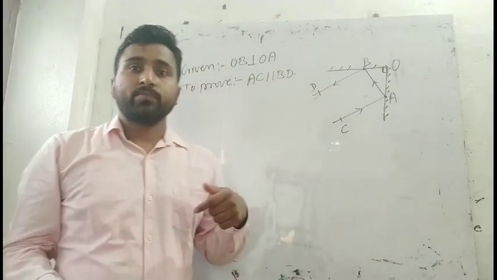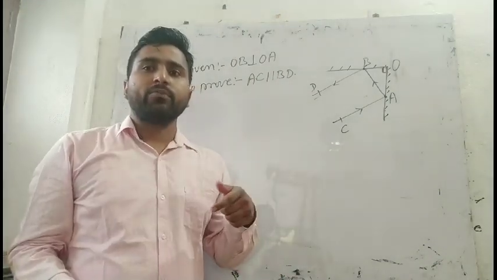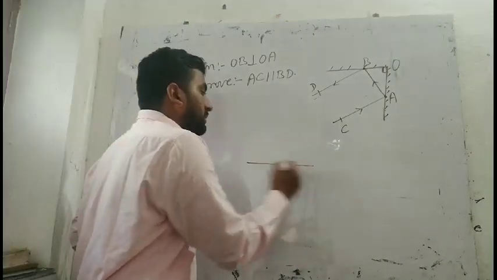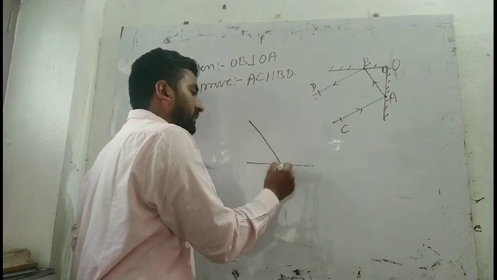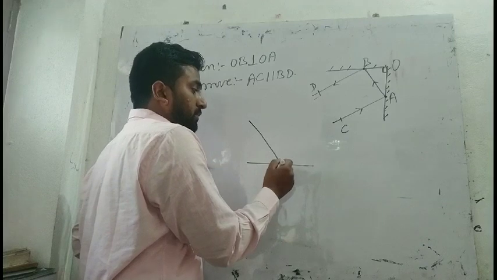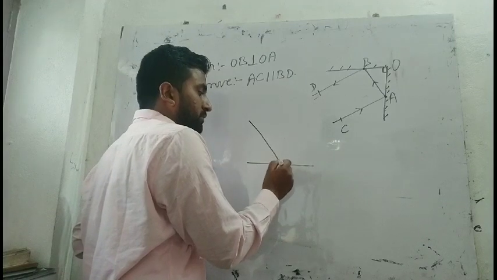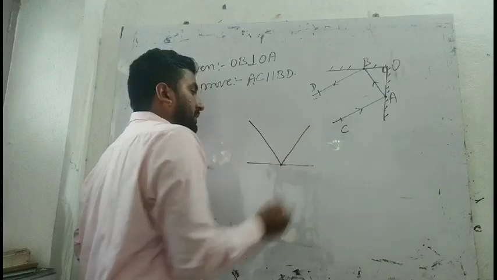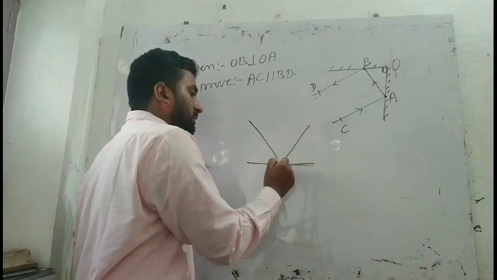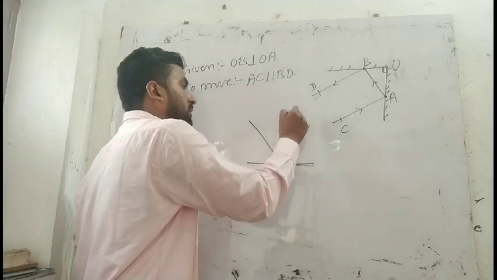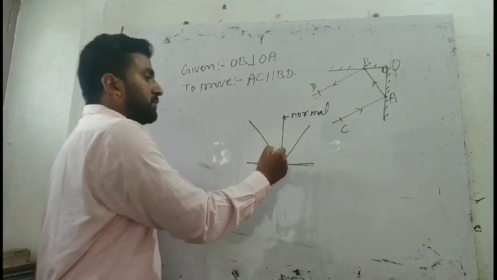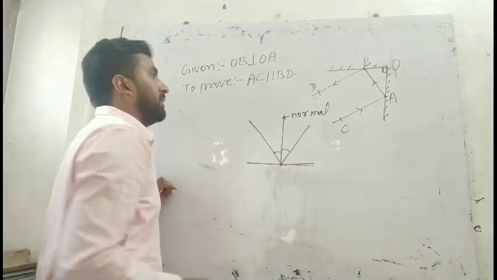Before solving this question, let us discuss some properties of the laws of reflection. You all know that when an incident ray falls on a reflecting surface, this point is known as the point of incidence, and this is the reflected ray. When we draw a perpendicular on this plane at this point, then this is the normal. And you all know that the angle of incidence is equal to the angle of reflection.